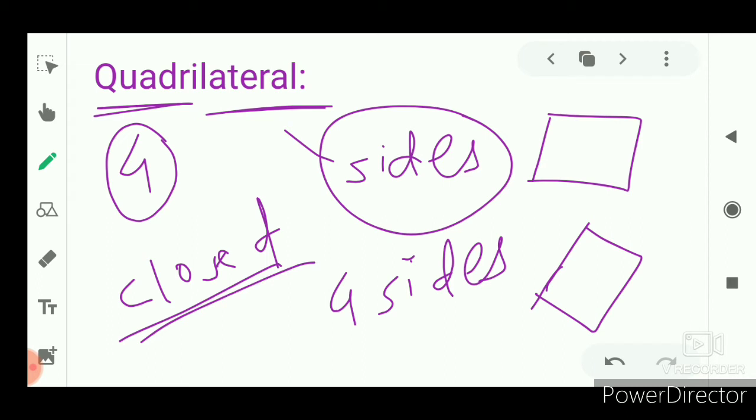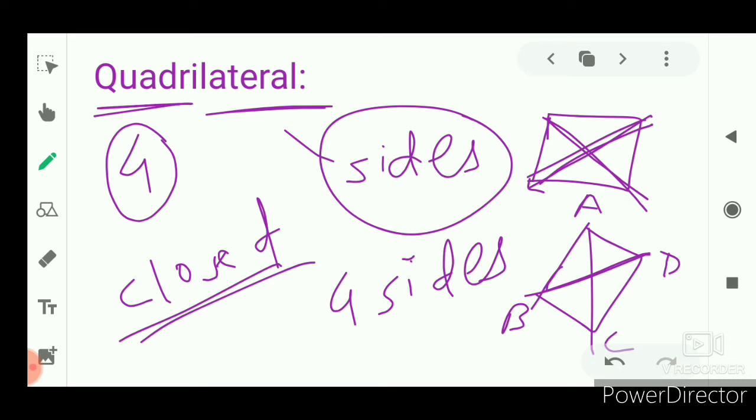So a quadrilateral has four sides, and if we join the opposite angles, then these are called the diagonals of the quadrilateral. So every quadrilateral has four sides, this is 1, 2, 3, 4, and two diagonals. Suppose this is the quadrilateral ABCD. Then it has four sides: side AB, side BC, side CD and side AD, and two diagonals BD and AC are called the diagonals of the quadrilateral.